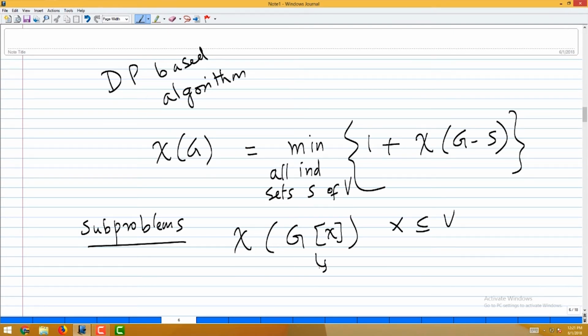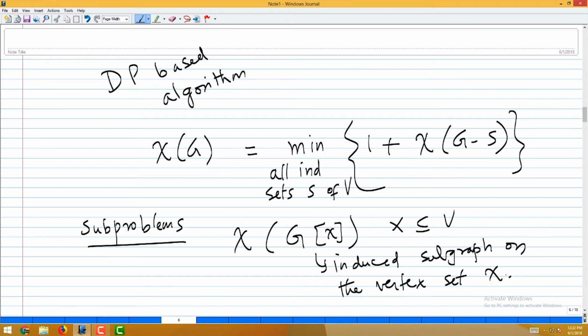So, this is the induced subgraph on the vertex set x. You pick some subset of vertices and I want to find the optimum way of coloring it. How do I do it? I will do it in a bottom up fashion anyway, because that is the problem we are looking at, and we will gradually build towards it.